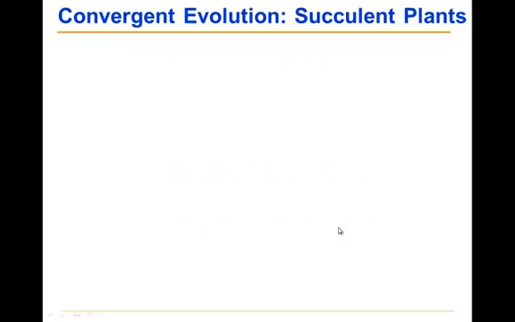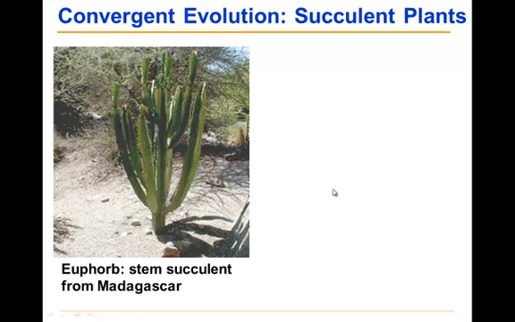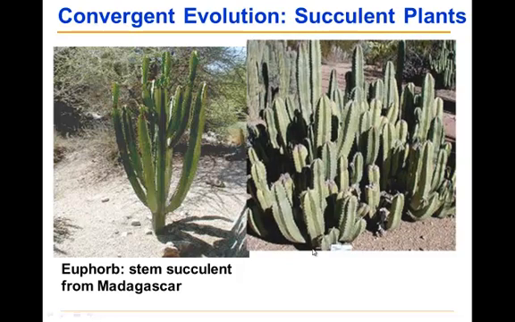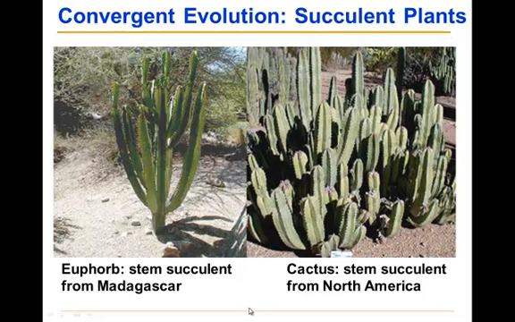So let's look first at the cacti and euphorbs, succulent plants, stem succulents. On the left is a euphorb, which is a stem succulent in Madagascar. And these stem succulents can grow in various places, but this is where they're large and cactus-like. And here on the right, we see an organ pipe cactus from the deserts of the Southwest. And they're both stem succulents, but if we look at their flower structure, which I don't have here, they're very different.